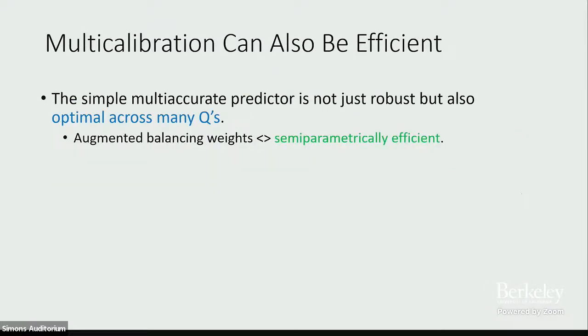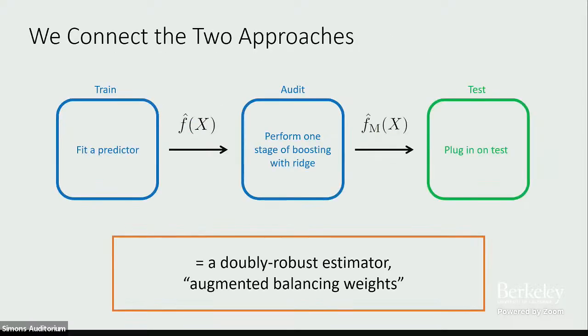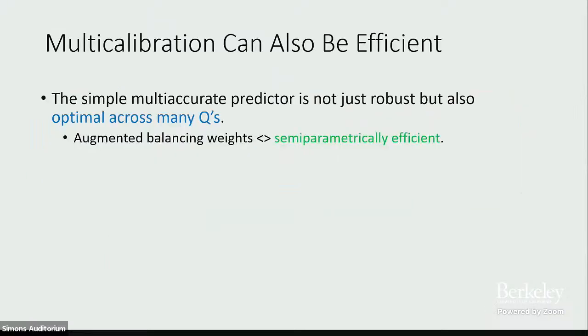Oh yeah, go ahead. You take your F hat M, and then you take some X samples from Q and just calculate F hat M of X_Q. I'll be more specific about that in a bit.